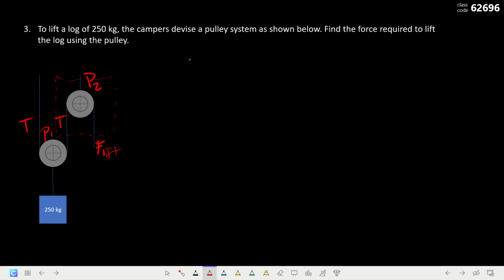For pulley number 2, we have a pulley, and attached to the pulley is the string. This side of the string is experiencing a tension force, and on this side, we need to look for the force required, the pulling force required to lift this object. So, force lift. This one, we disregard because it is not part of our string. This is just supporting this massless pulley. Okay, so, what is that called?